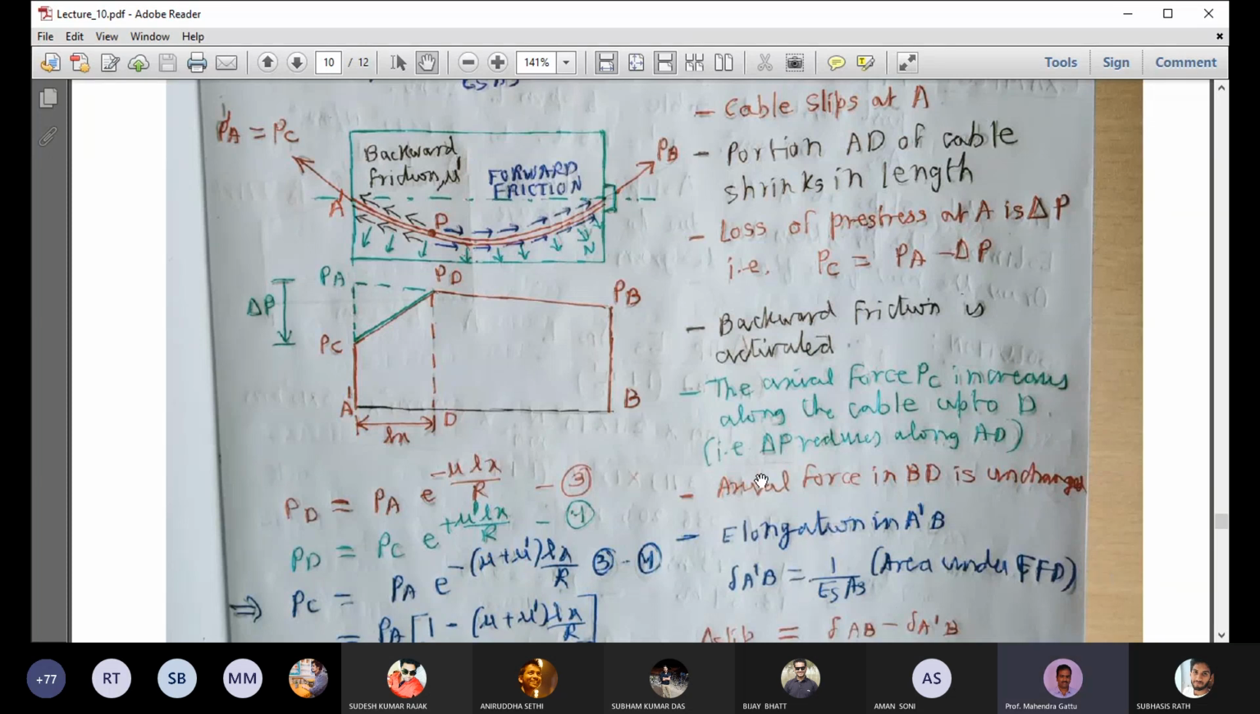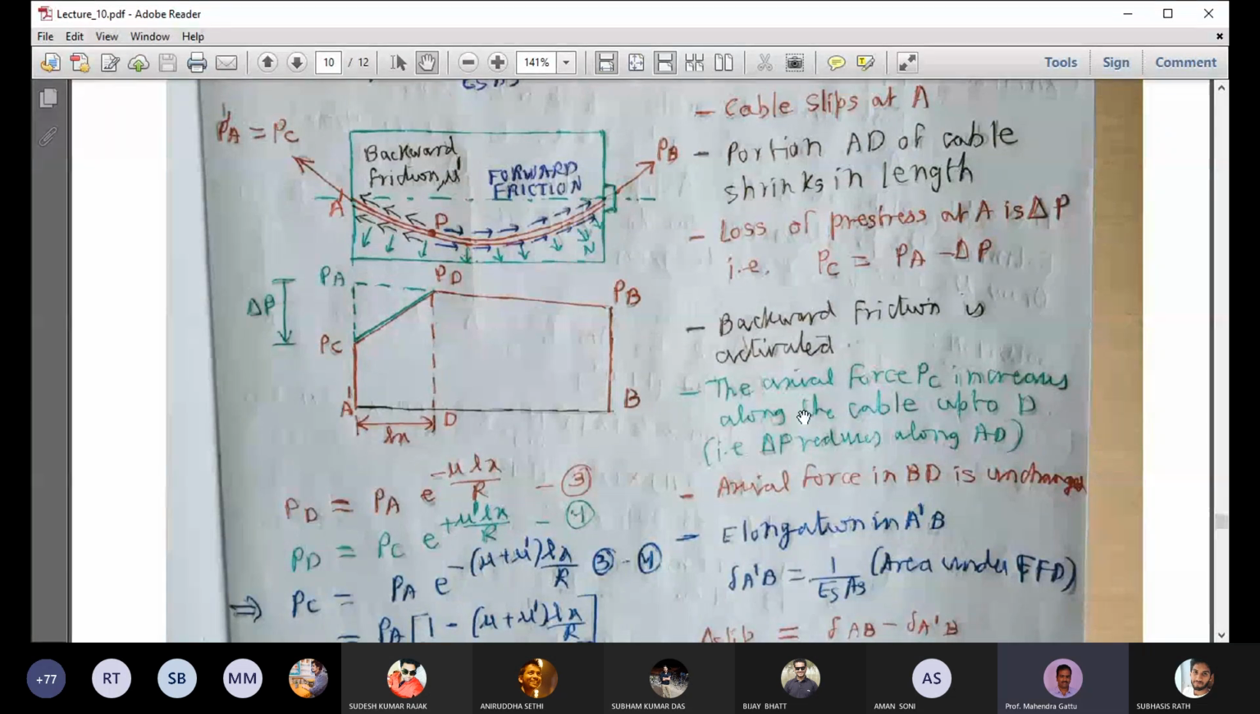Anyone can answer? Half Lx delta beta by half 2 into del P into this AD, of del P into Lx. Okay, AD. Yes, sir. Lx. So half del P into Lx. So that is the area under the triangle.